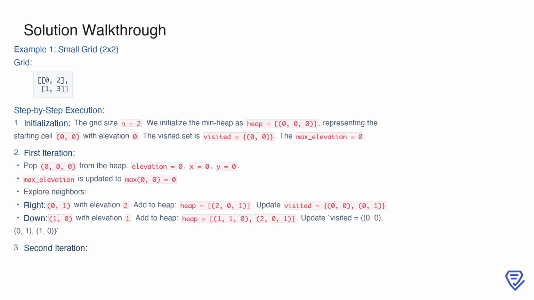Now, in the first iteration, we process the starting cell, (0, 0). After popping it from the heap, we explore its neighbors, moving right to (0, 1), with elevation 2, and down to (1, 0), with elevation 1. Both neighbors are added to the heap and marked as visited. At this point, the heap contains two entries, (1, 1, 0) and (2, 0, 1).